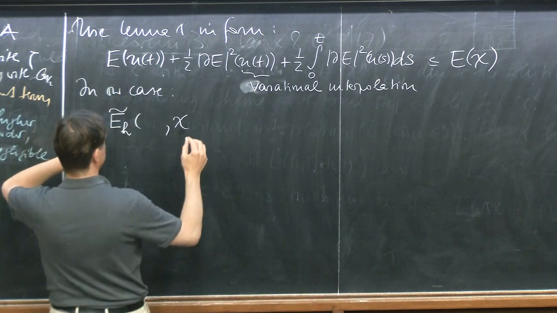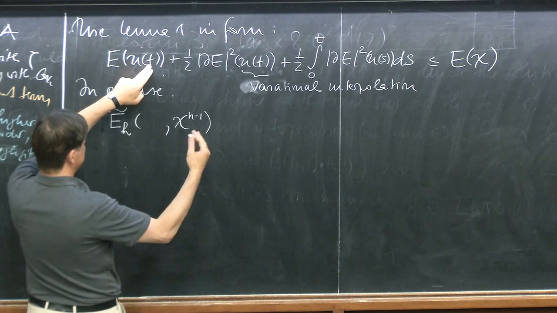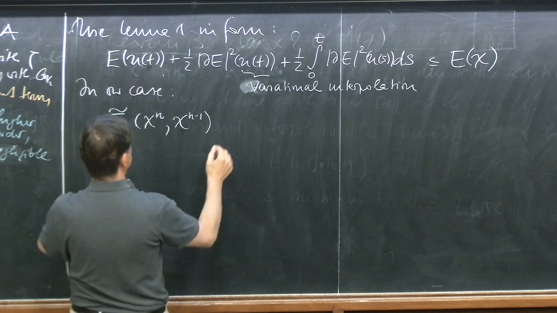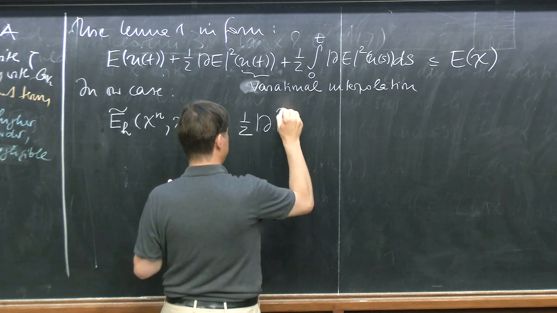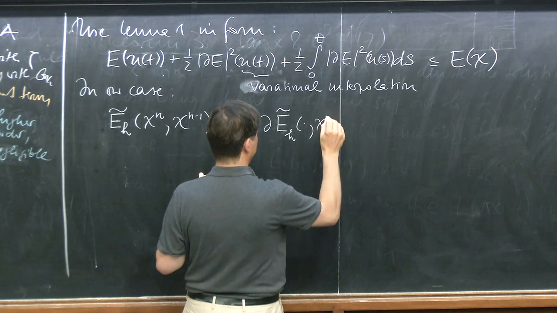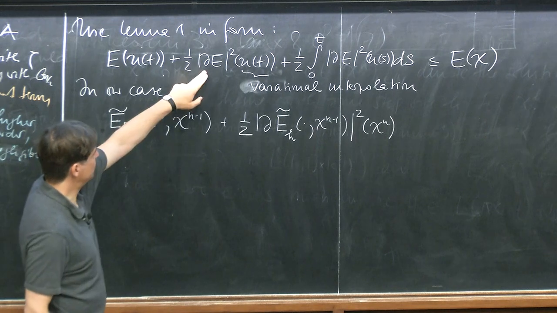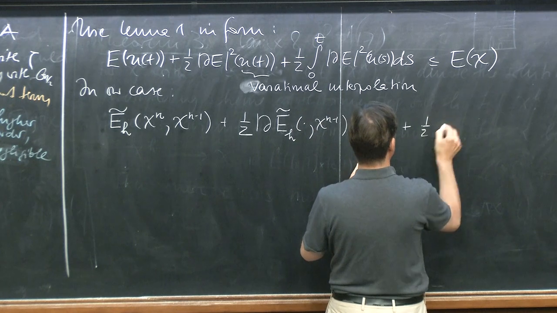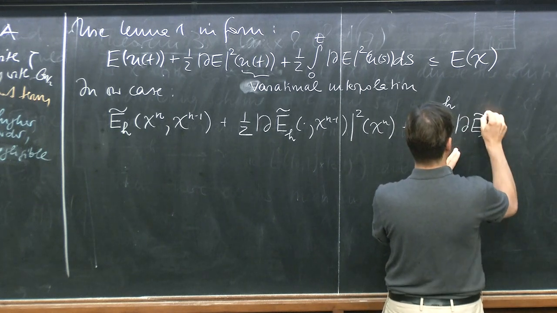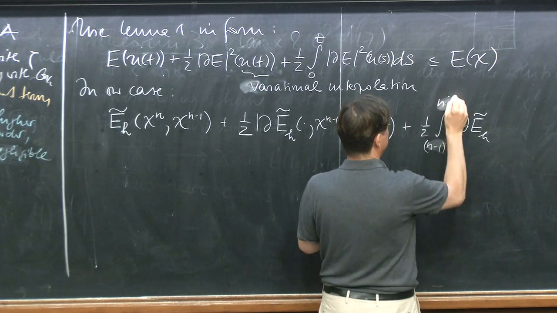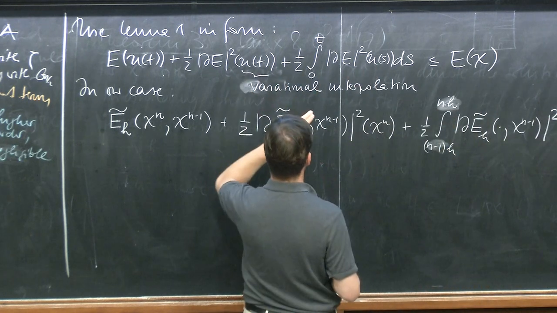Okay, so let me write this down. Here I have to put in the previous time step, and here I put the variational interpolation at h time units later, so that will give me chi n. So that's this term, plus 1/2. Here I take the metric slope of the modified energy functional in the active variable, with the second variable frozen at chi n minus 1, squared at chi n. That's this term. And then I have this integral, 1/2, the integral from n minus 1 h to nh. And here I'm looking at the metric slope of the same functional, but now it's evaluated at the variational interpolation.